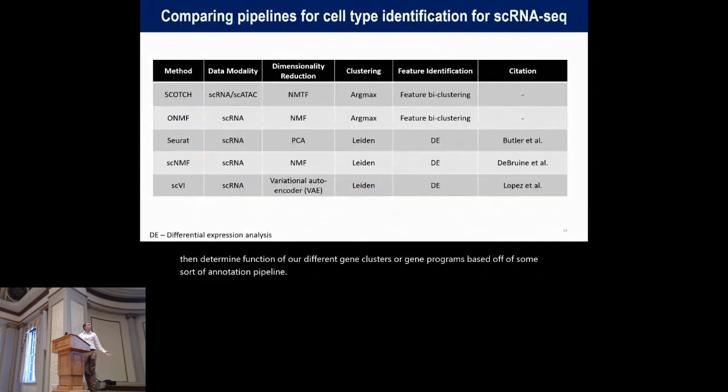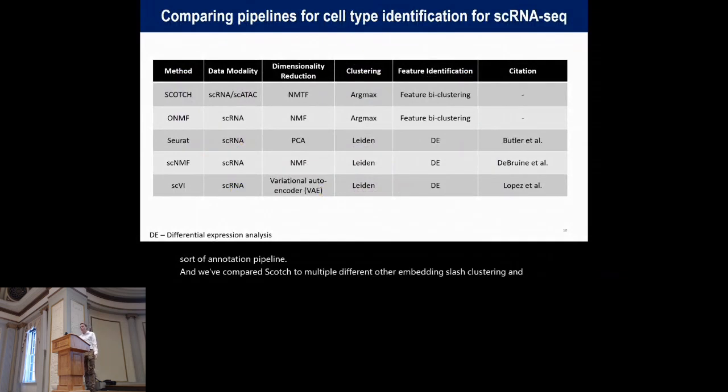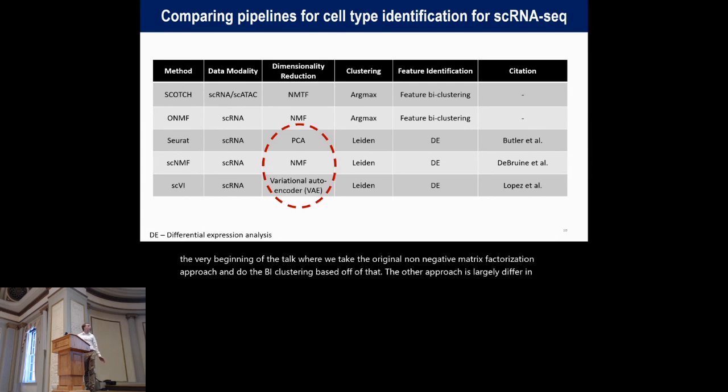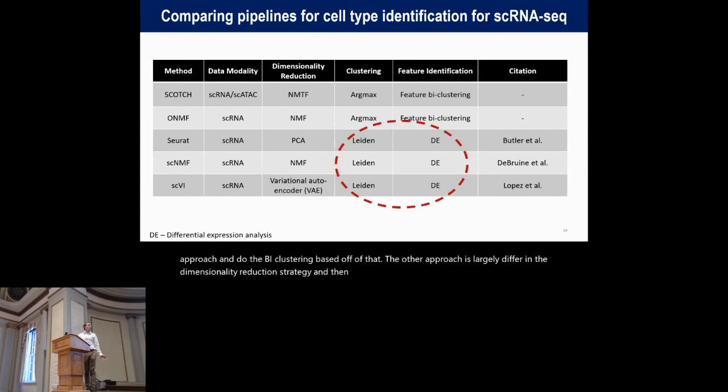We've compared SCOTCH to multiple different other embedding and clustering tools for identifying gene factors, and here's a brief list. ONMF is the method that I mentioned at the very beginning of the talk, where we take the original non-negative matrix factorization approach and do the bi-clustering based off of that. The other approaches largely differ in the dimensionality reduction strategy, and then have a common clustering step that uses the Leiden algorithm to cluster the cells, followed by a differential expression test.